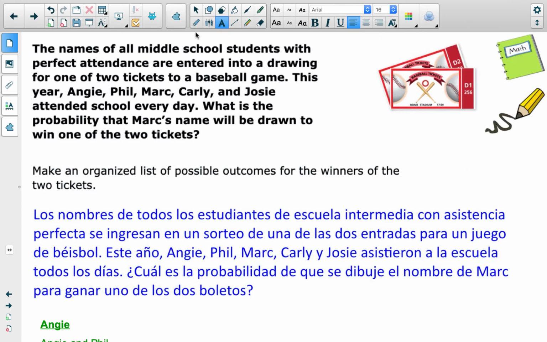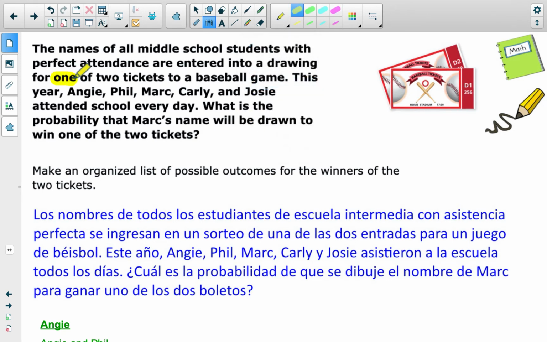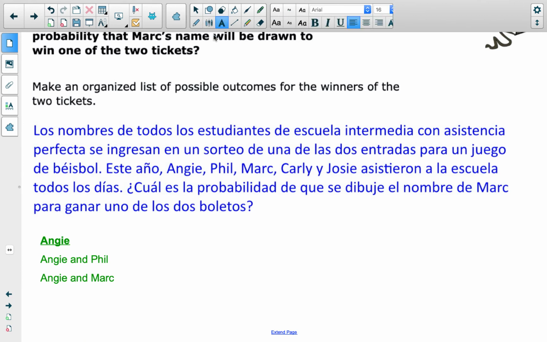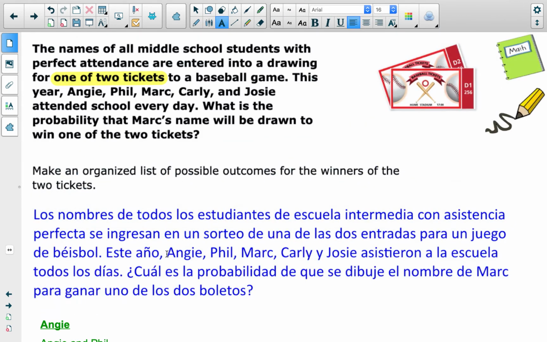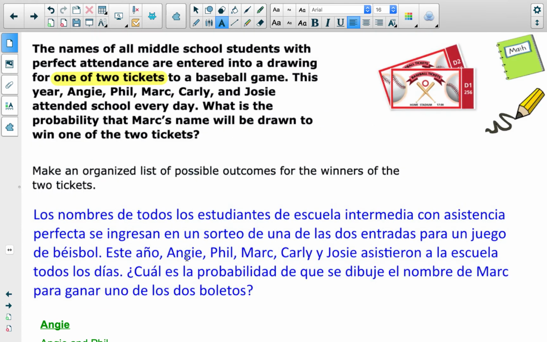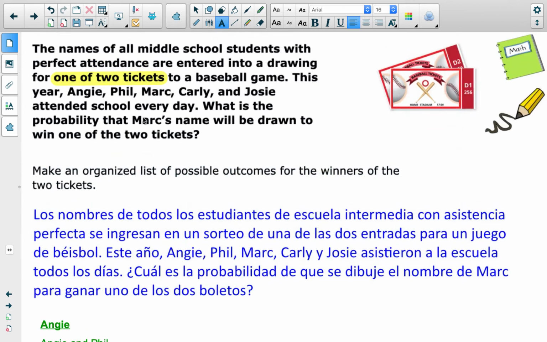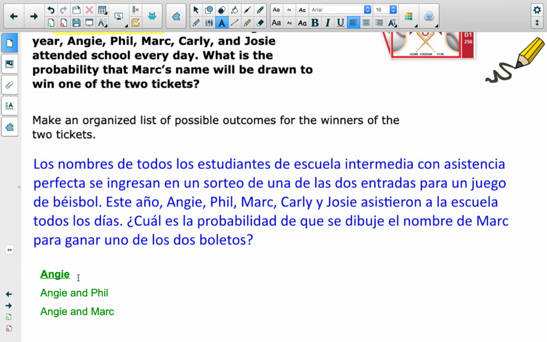What I am going to tell you, something that needs to be very clear, I'm going to use the highlighter. One of 2 tickets. They cannot win both tickets. So, you should not under this write Angie and Angie. They can win one of the 2. They cannot win both. So when you're creating your sample space, make sure you do not have the same name written 2 times next to itself, because that's not going to fit the problem. Now, if it said that Angie or anyone could win both, then you would have to include Angie and Angie as a possibility, but that's not the circumstance.